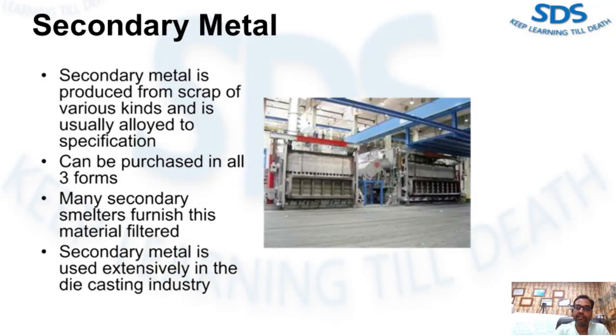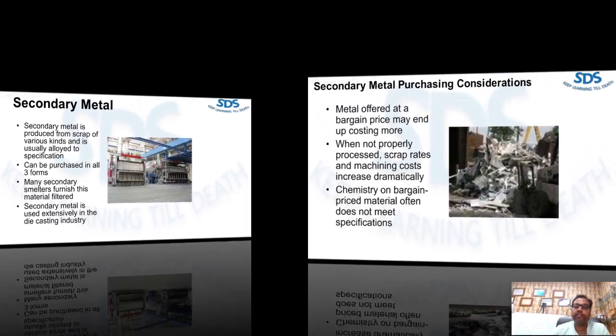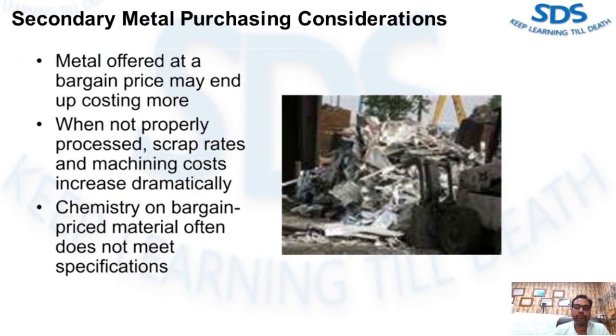The metal is passed through a filter medium to remove oxide and inclusions prior to casting in iron molds. The liquid metal may also be filtered prior to transfer into the delivery ladle. Secondary metal is used extensively in the die casting industry.